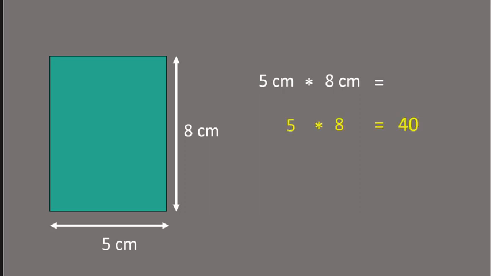Of course, 5 times 8 will equal 40. But in math and in science, we should always include the units. We figure out the units just as we figured out the numbers in the problem. We multiply centimeters times centimeters in this case, and we get centimeters to the second power, or centimeters squared. So our answer is 40 centimeters squared.